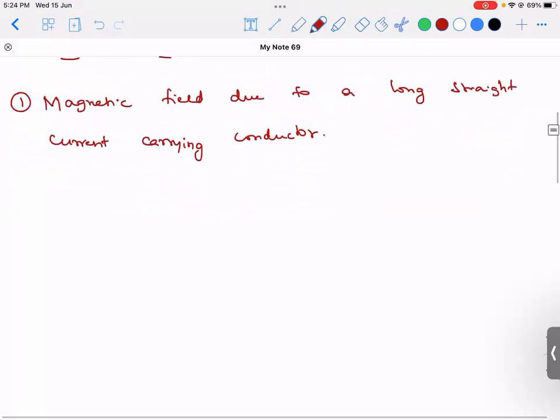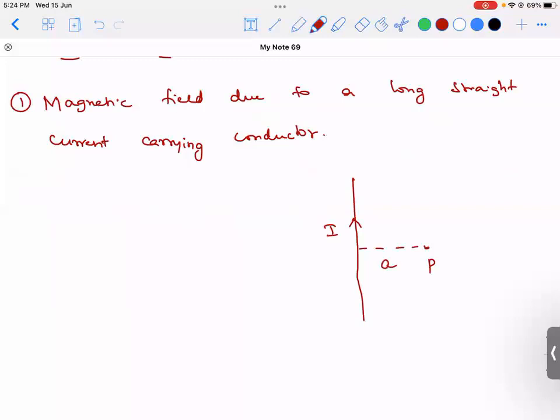So you already know the value. When you take a long straight current carrying conductor, if the current through it is I and you take a point P here at a distance a from it, what is going to be the value of magnetic field? B will be equal to mu naught I divided by 2 pi a. We already know this, right? Now we'll try to derive this. How?